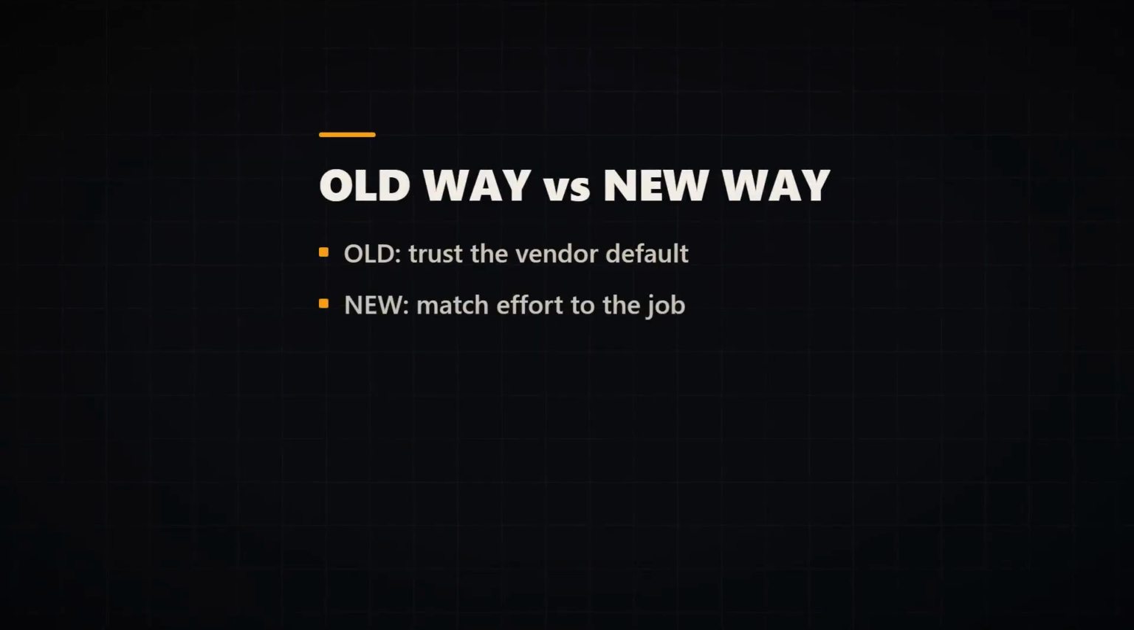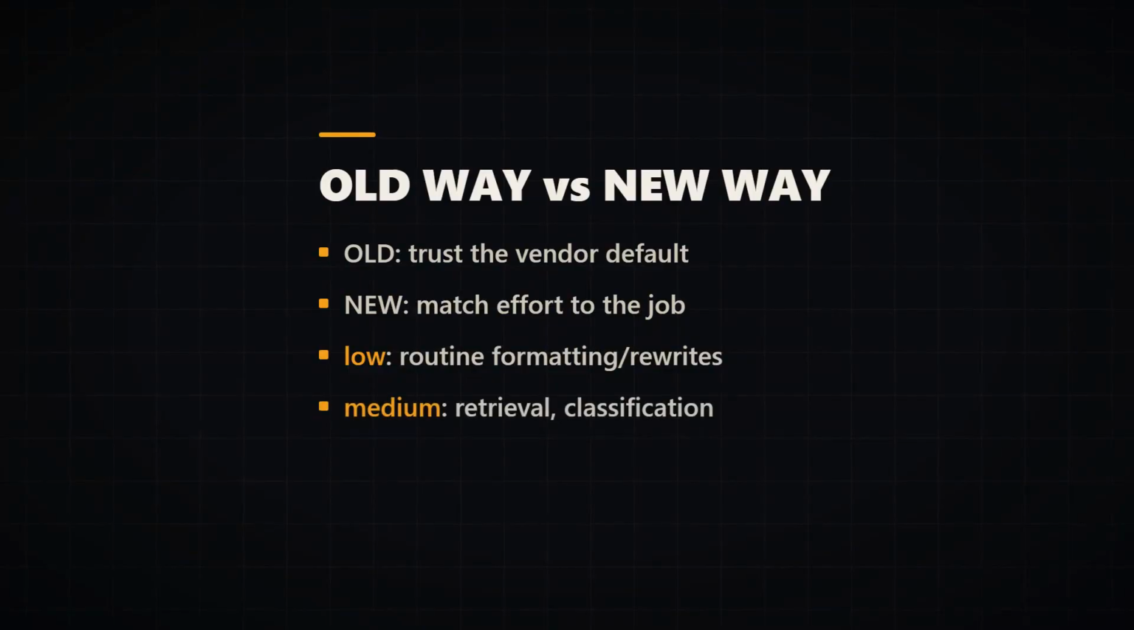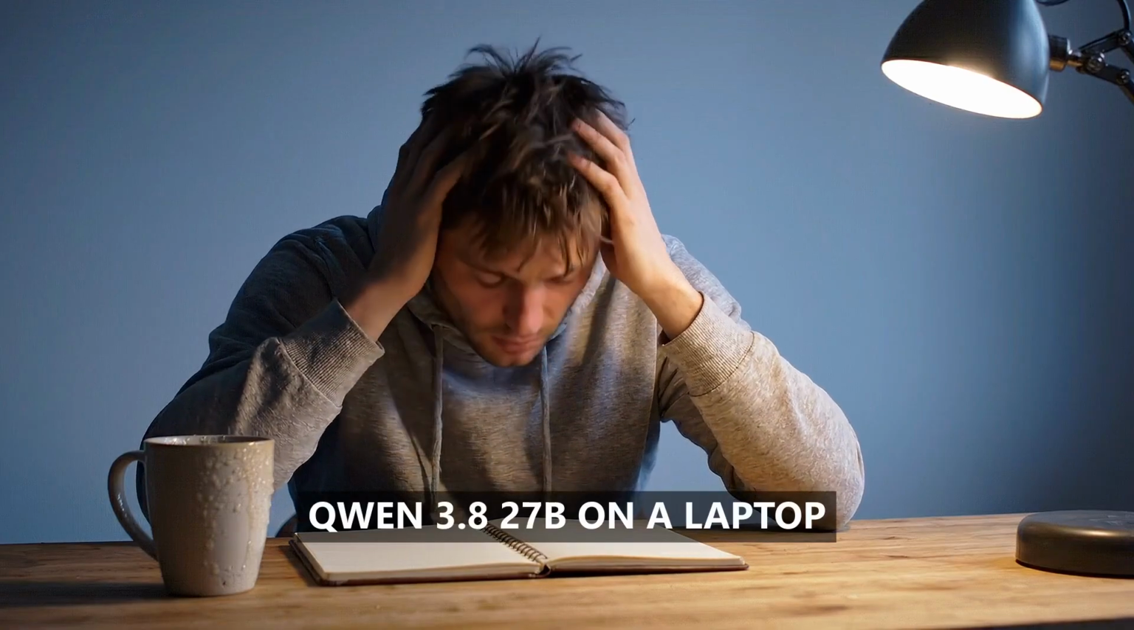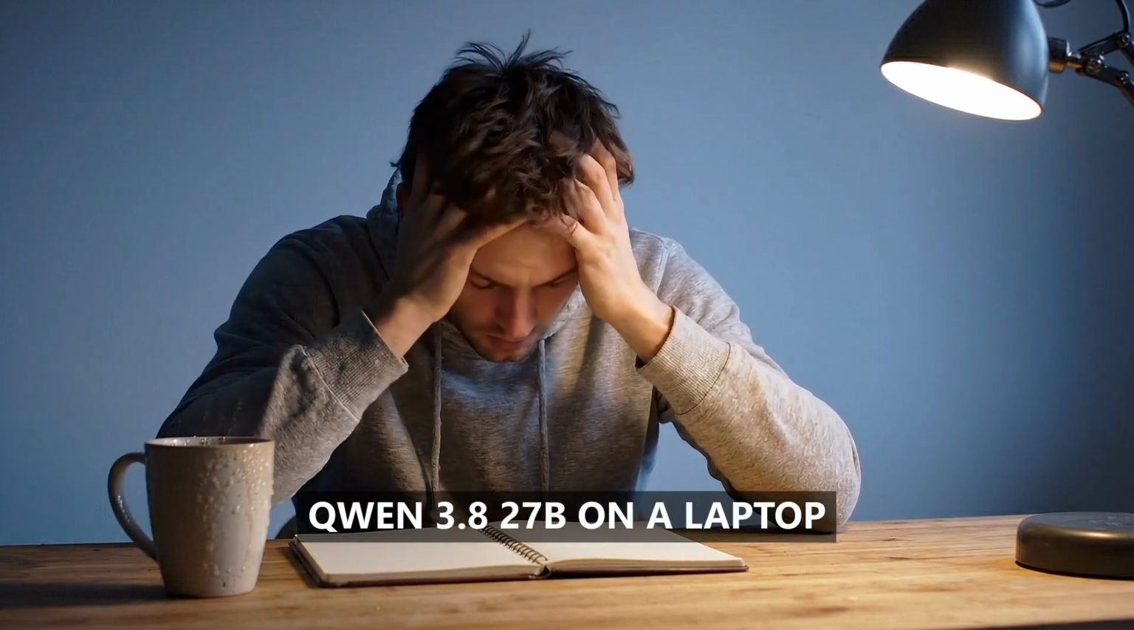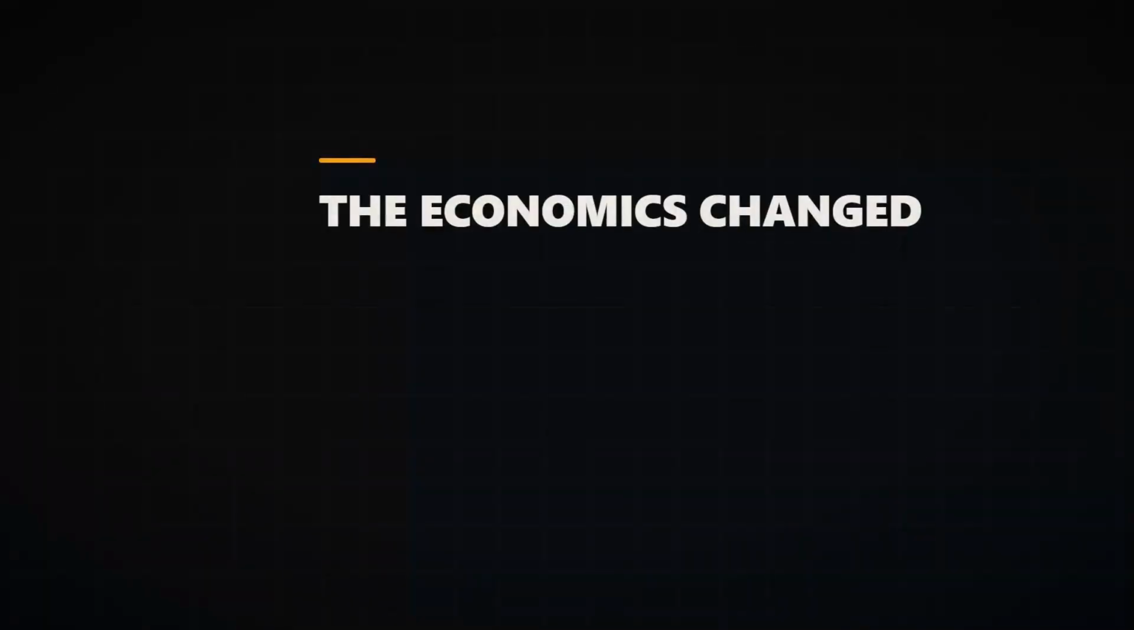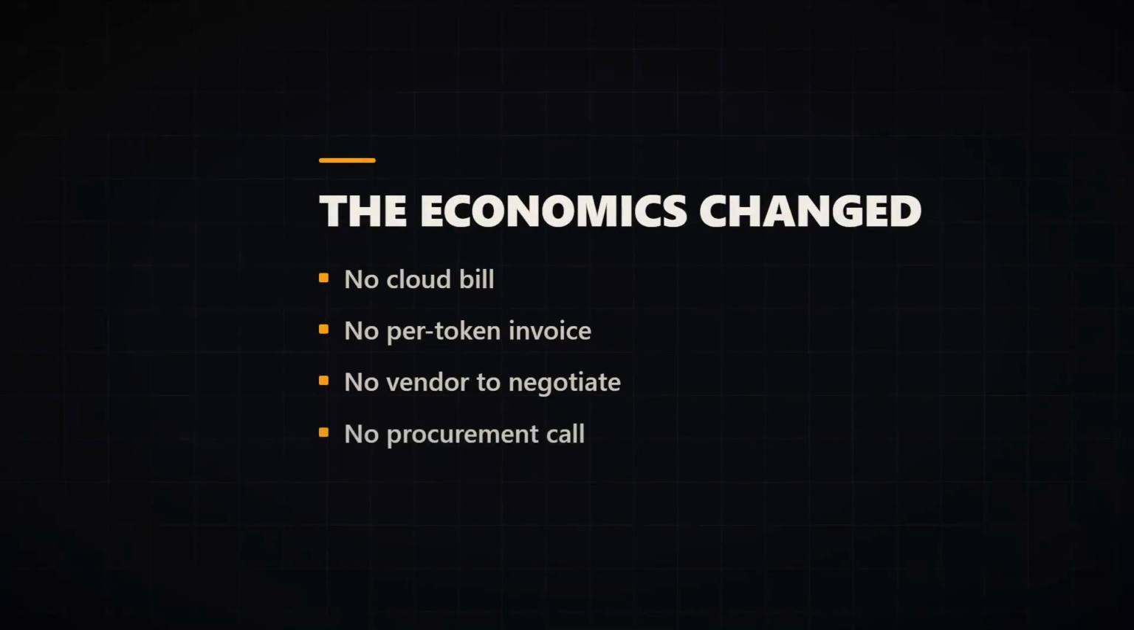Here is what actually got cheaper this week. Qwen 3.8 27B, 17 gigabytes. Running on a laptop most solo founders already own, driving a coding agent against a real codebase. No cloud bill, no per token invoice, no vendor to negotiate with, no procurement conversation. The economics of building a small product just changed for anyone who can install a model file and set one flag correctly. The window is open right now before every hosted provider quietly flips the default from xhigh down to medium and the arbitrage disappears.